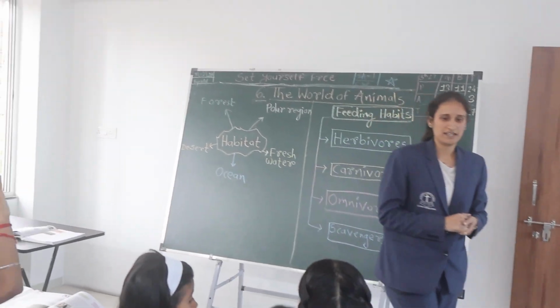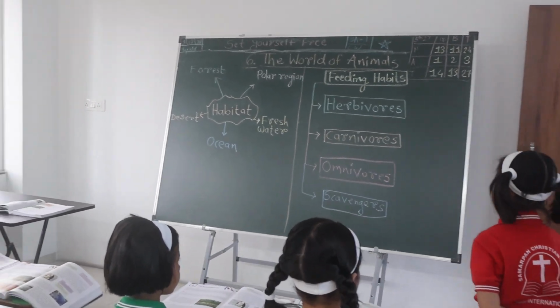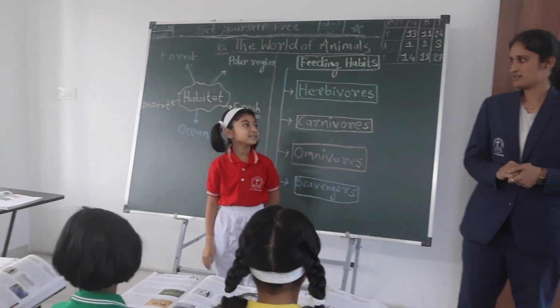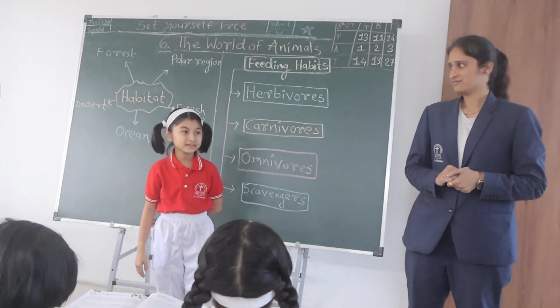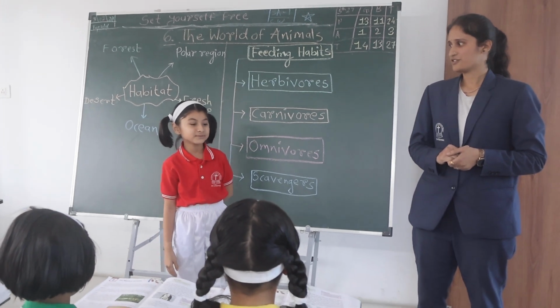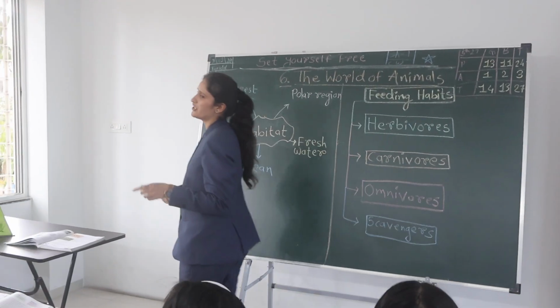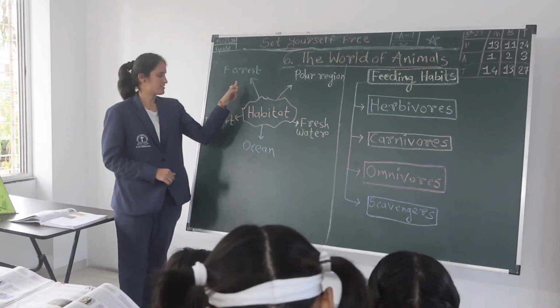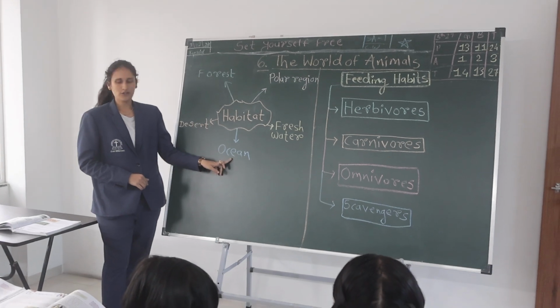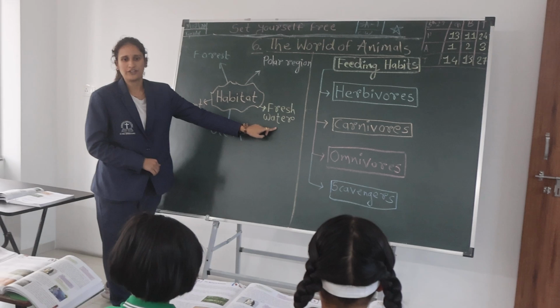Manasvi, come in front and say. Forest, desert, polar region, ocean. Okay, very good. So these are all the 5 habitats. Number 1 is forest, second desert, third ocean, fourth polar region, and last one is fresh water.